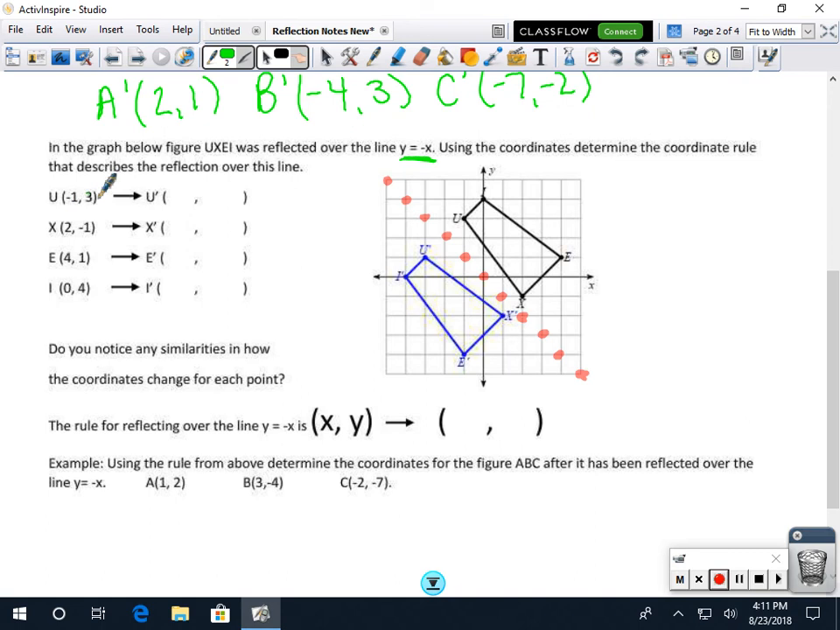If U starts at negative 1, 3, U prime here is at negative 3, positive 1. X is at 2, negative 1. So X prime is at 1, negative 2.